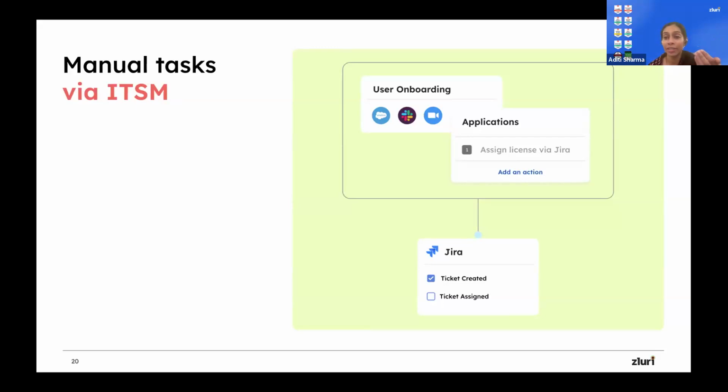So what Zluri does is we convert these manual tasks into Jira tickets. And they also get assigned to the respective task owner. So you can see here we are seamlessly integrating with your existing ways of working. The respective task owner will get the Jira ticket and then they can go and complete that action. So they don't need to come in separately, get used to a new platform like Zluri and figure it out.